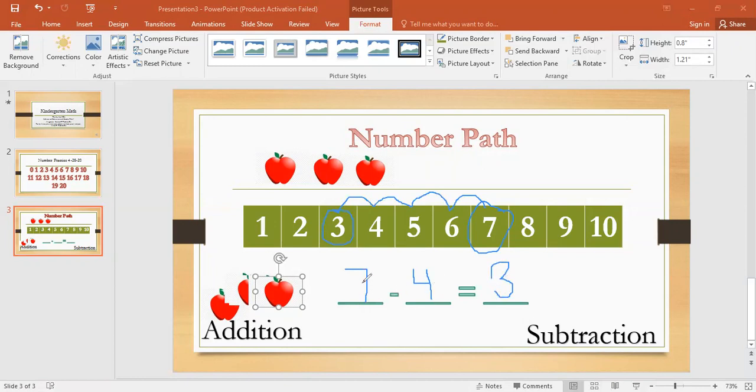Please say that with me. 7 minus 4 equals 3. Also, 7 take away 4 is 3. All right, great job, guys.